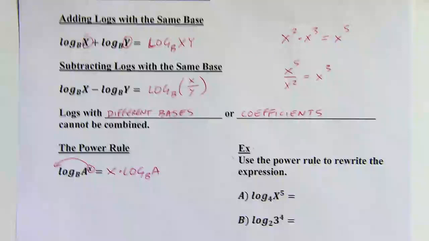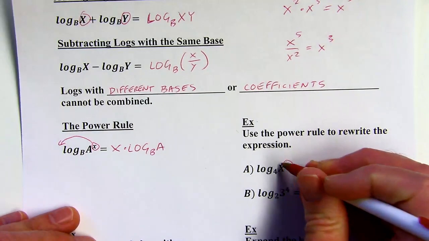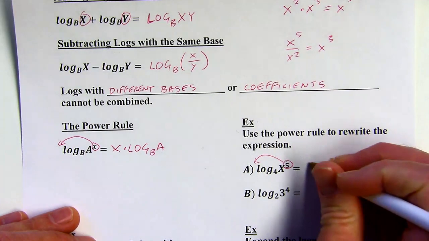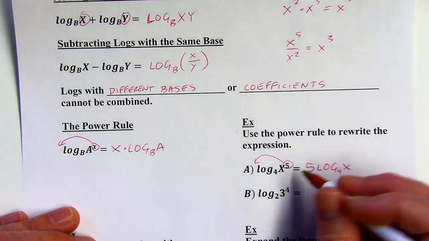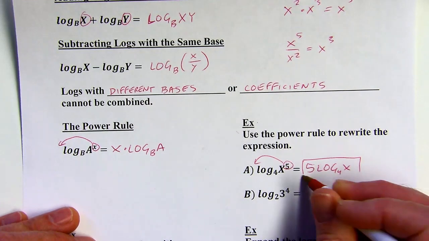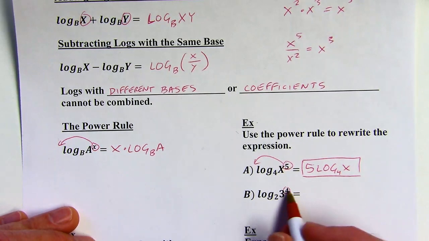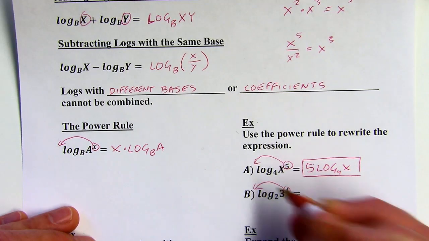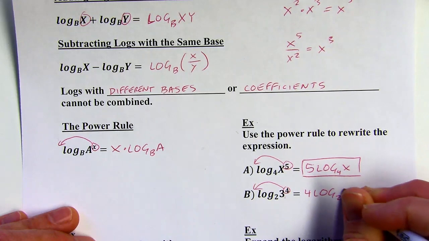Okay, so let's try that out on these examples on the right here. I can take this and move it like so. So then 5 times log base 4 of x, that's equivalent, right? So I just rewrote that using the power rule. I can do the same kind of thing here. Even though I could figure out what 3 to the 4th is, I'd want to use the power rule here. So this would be 4 times log base 2 of 3.